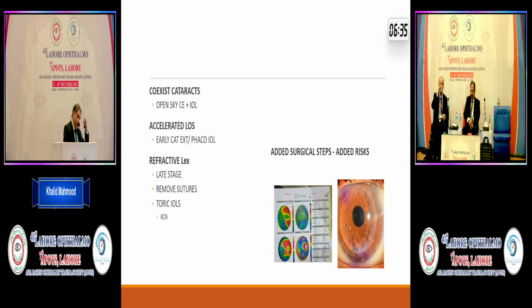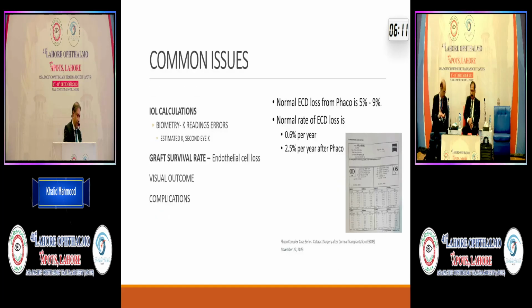The third situation in which we go for the refractive lens exchange, usually this is at a later stage. You can remove all the sutures, and then you can go for a toric IOL in these cases, particularly in the cases of keratoconus, where you can have some residual refractive error, and then you go for the toric IOLs.